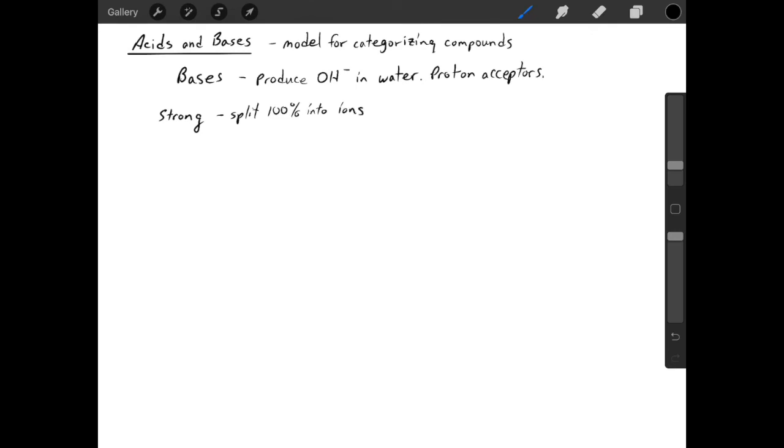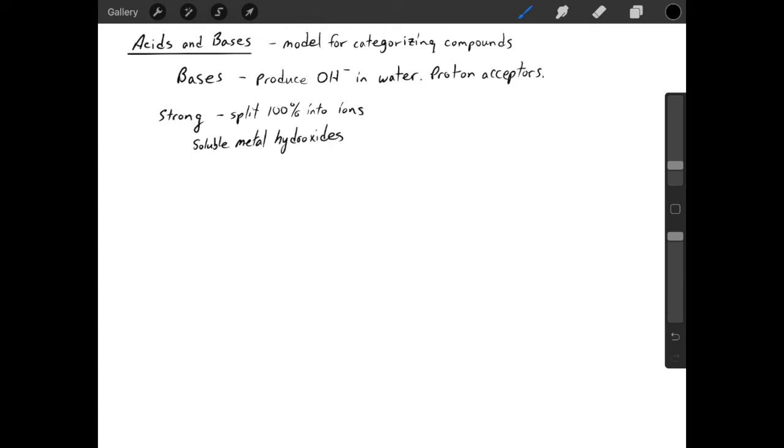Strong bases, again following the rules for electrolytes, they split up 100% into their ions. You dissolve this base and every one of those compounds will dissociate. And just like with the acids, it's easier to memorize the strong bases than it is to memorize the weak ones. The strong bases effectively just consist of the soluble metal hydroxides.